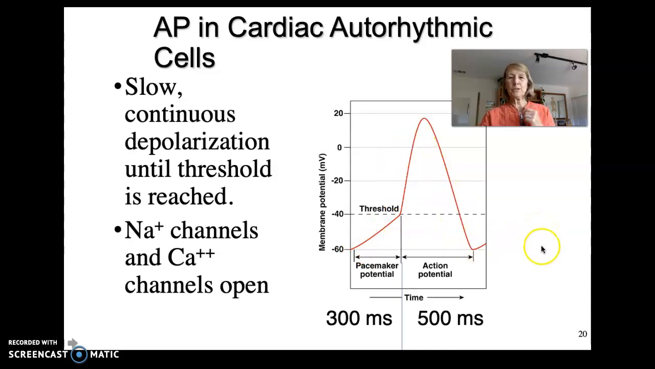So we're not going to go into a lot of detail on that. If you'd like to see more on that, your text has that. But just for now, I think what you need to remember is action potentials in cardiac autorhythmic cells are different from the action potential of one cell that you could record of a cell in skeletal muscle, for example.